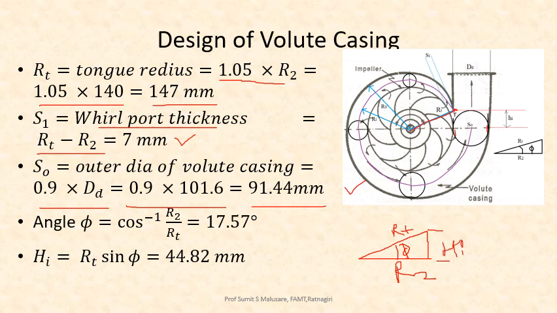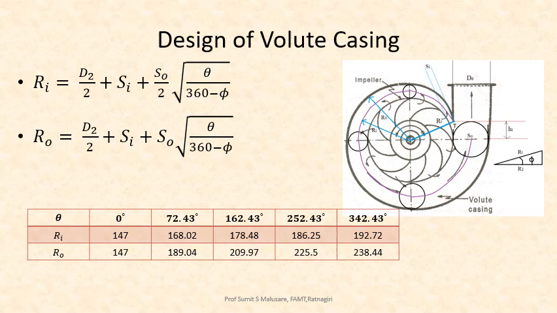First of all, the value of RT is equal to 147 mm and R2 is equal to 140. We will get psi equal to 117.57 degrees, and the associated value of HI, from this geometry, is 44.82 mm. Now this is a standard formula given in the standard book, RI. It is the radius of the centers of all these cross sections.